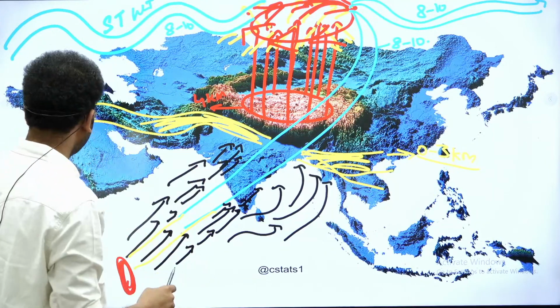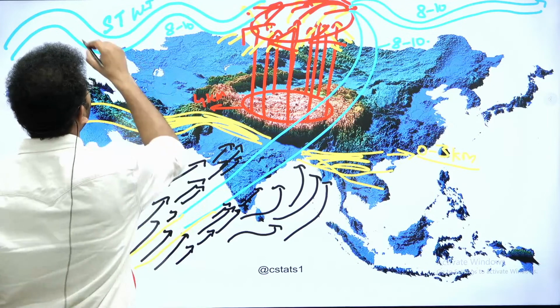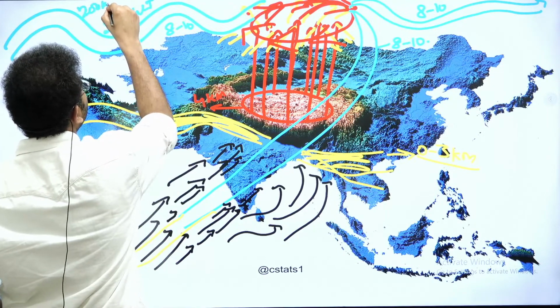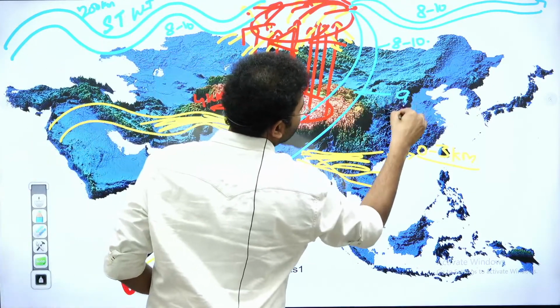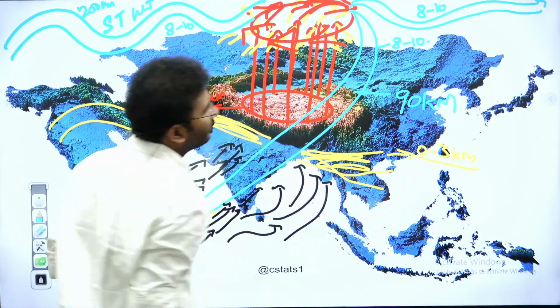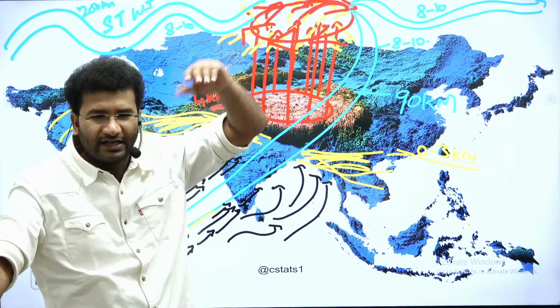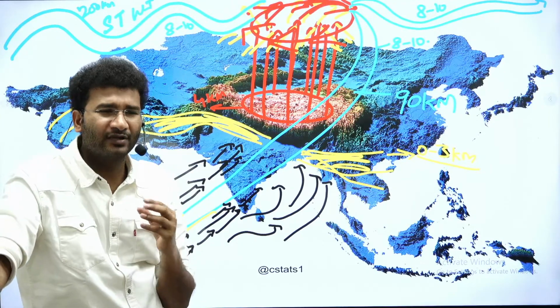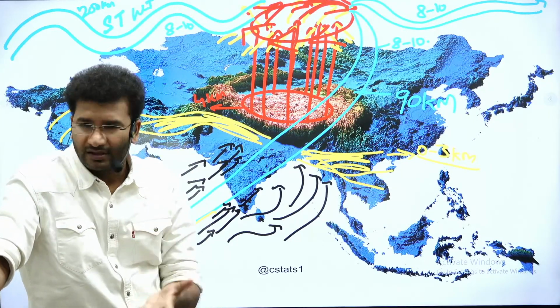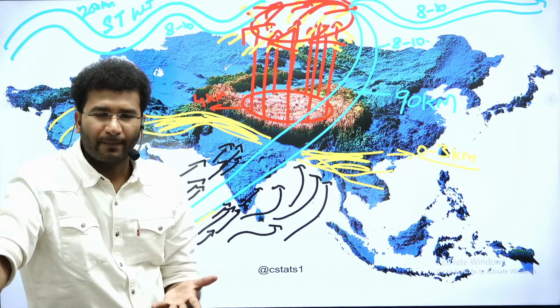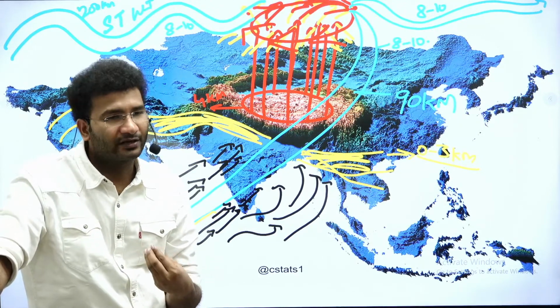You know what is the average speed of this wind? Here it is near about 200 kilometers per hour, but by the time it reaches here it becomes 90 kilometers per hour. Why? Because this jet stream got divided into two. A jet stream can be diverged, it can be combined, it can be diverged into two, it can rejoin, it can be a temporary jet stream.